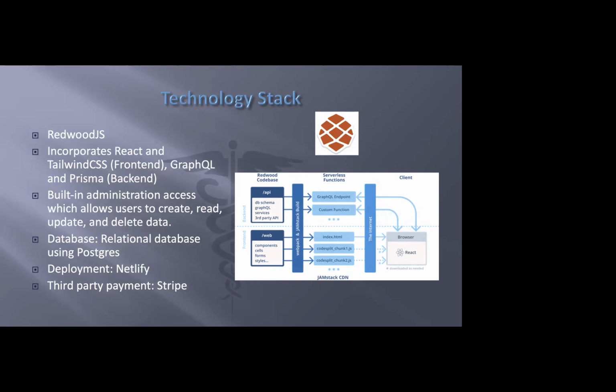Redwood.js comes with built-in administration access, which allows users to create, read, update, and delete data. I already talked about the database, which is Postgres, and the deployment is Netlify. We are implementing Stripe, our third-party payment API, into our application in the future.